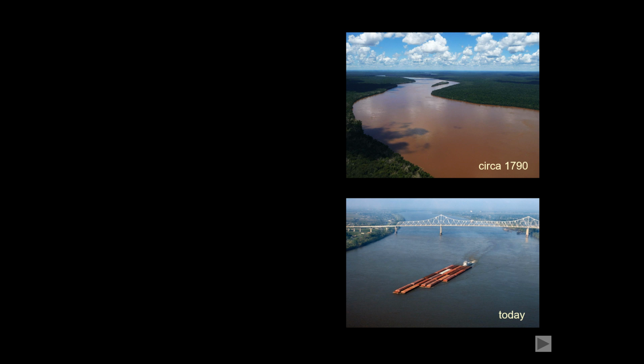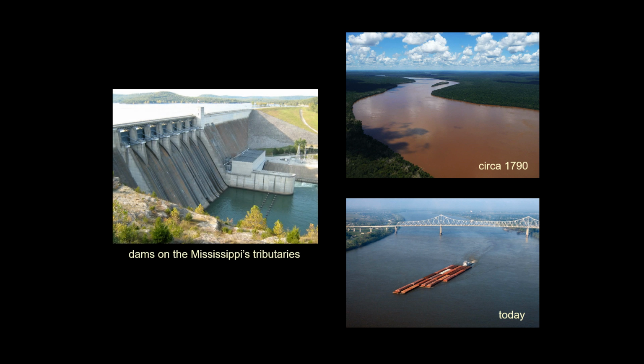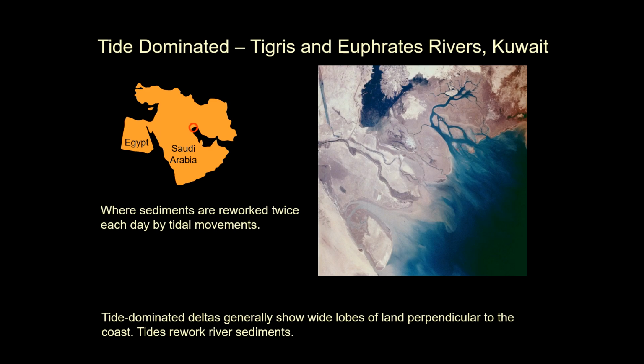So did you come up with a theory about why the Mississippi River is carrying less sediment today? Maybe you said this: maybe it has something to do with dams on the Mississippi River's tributaries. There are also a number of locks that are used for moving ships up and down the river. But dams and locks do have an effect on the sediment load because they hold back sediment. They trap sediment. So if you came up with that theory, you were exactly right. Let's move on and talk just briefly about a tide-dominated delta.